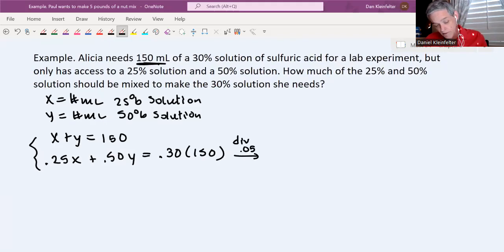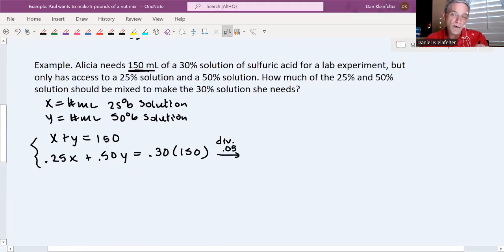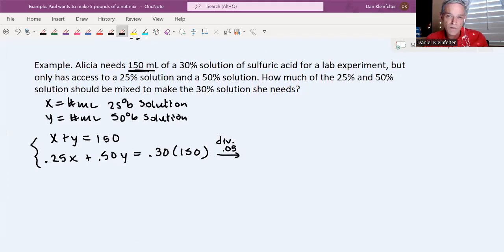And that's to simplify those coefficients a little bit. At first, I was just going to move the decimal point over to make them whole numbers, but then I noticed 25, 50, and 30 are all divisible by 5. So I'm going to divide by 0.05 on that just to make the numbers nicer. Our first equation stays the same. 0.25 divided by 0.05 is 5, so that's nice. And then 0.50 divided by 0.05 is 10. And then we'll have 6 times 150 on the right side.